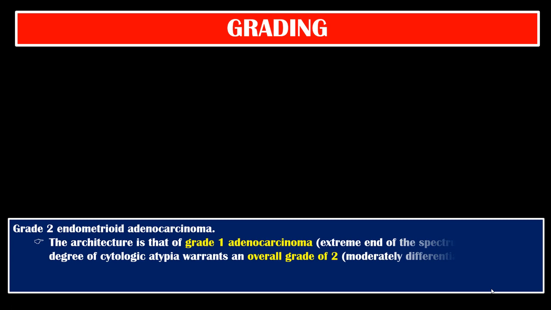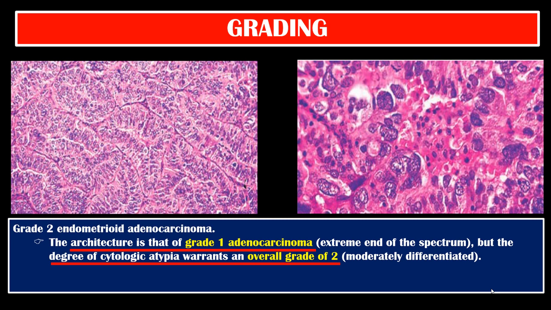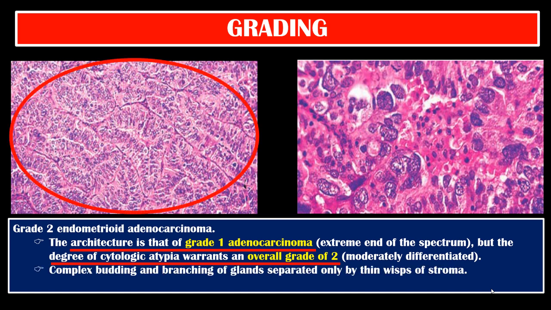Grade 2 endometrioid adenocarcinoma. Here we can see the architecture is that of grade 1 adenocarcinoma. That is the extreme end of the spectrum, but the degree of cytologic atypia warrants an overall grade of 2, moderately differentiated. Here in the left photo, we can see complex budding and branching of glands separated only by thin wisps of stroma.